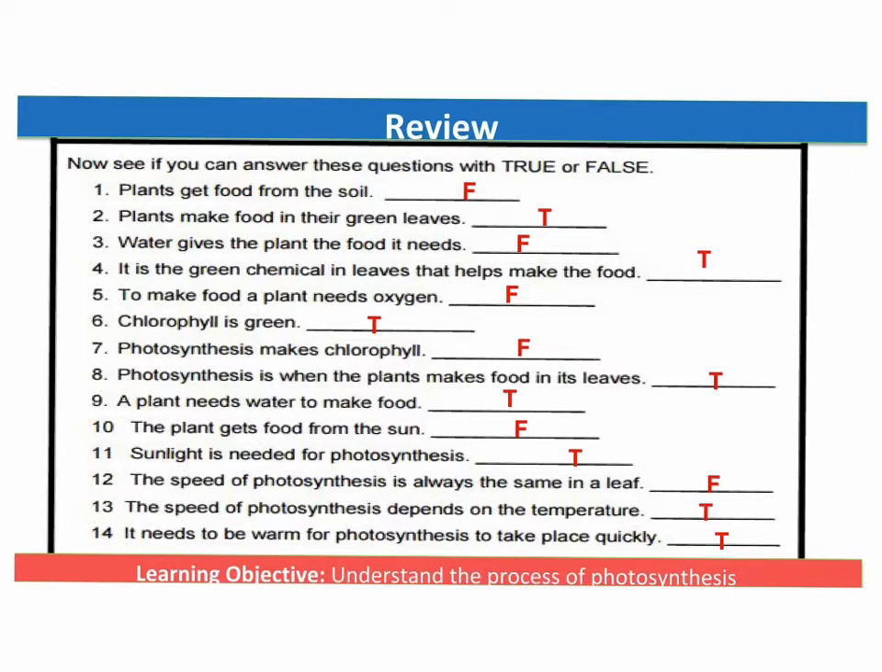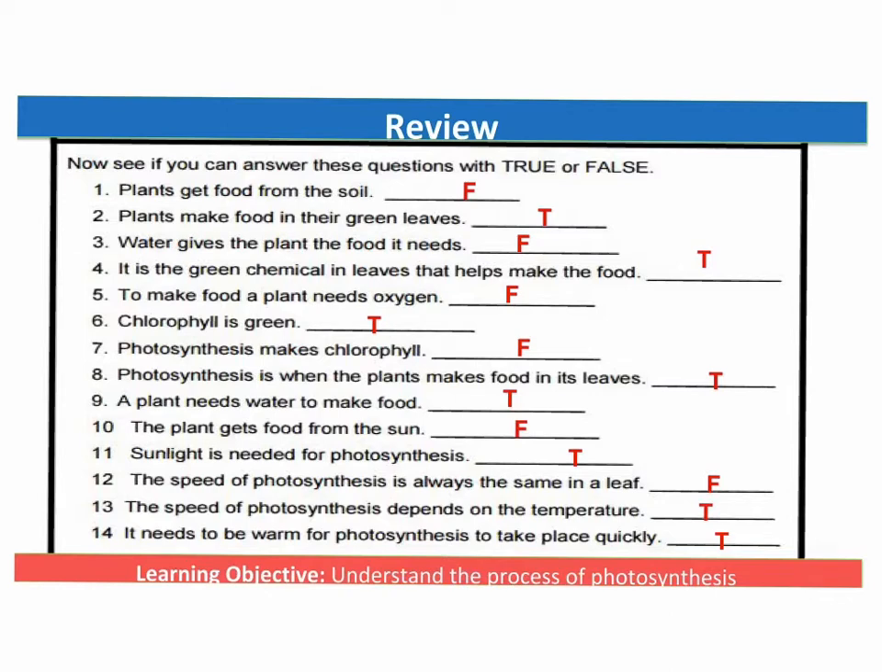So, question 1, plants get food from the soil. That's false. Plants get food from the leaves through the process photosynthesis. Part 2, plants make food in their green leaves. That is true, through the process of photosynthesis, as we've just said. Part 3, water gives the plant the food it needs. That's not true. Water and food are different components or different substances in the plant. They don't come from one another.